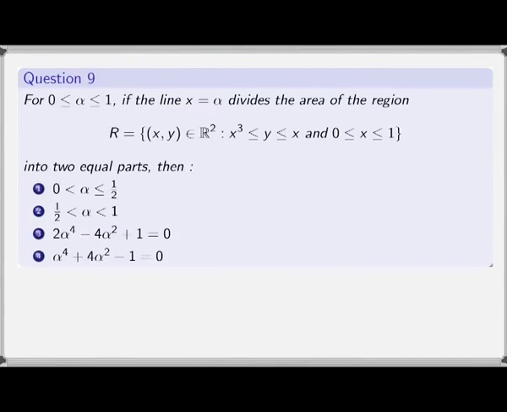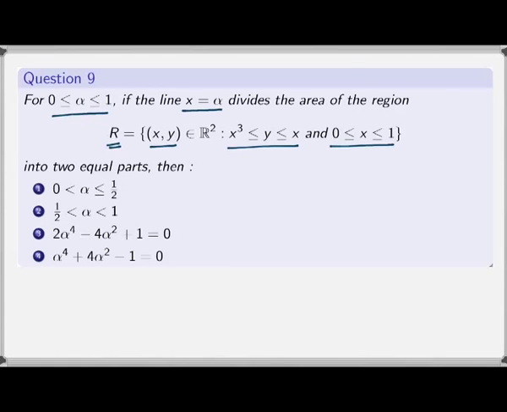In this question we are given a region R which contains all pairs of real numbers x, y whose y coordinate lies between x cube and x and whose x coordinate lies between 0 and 1. We are also given a real number alpha in the closed interval 0, 1 so that the line x equals to alpha divides the region R into two equal parts. Then we are given here four options. We have to find out what are all the conditions satisfied by alpha.